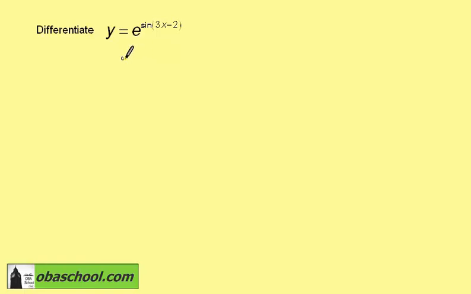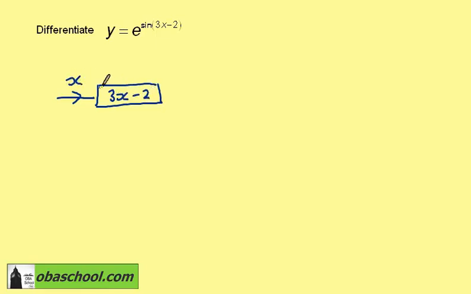We want to differentiate y is equal to e to the power of sine 3x minus 2. Once again, we have a function of a function of a function. Let's look at what happens to x.